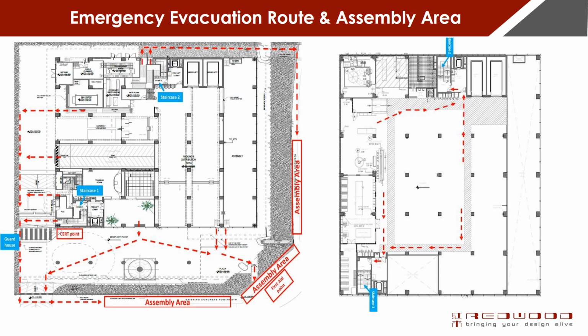The emergency assembly area for the Redwood building is located at the building boundary line, Green Verge, opposite the fish pond at Level 1 landscaping area.